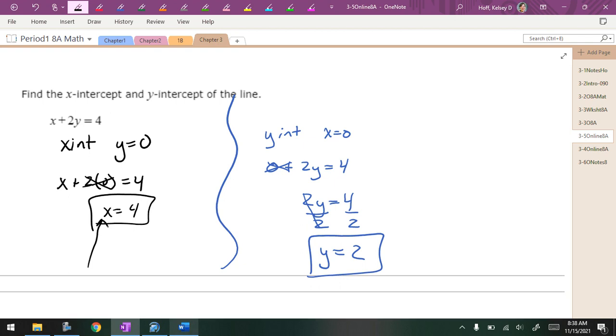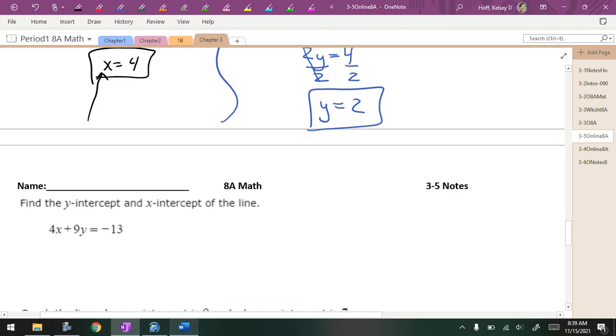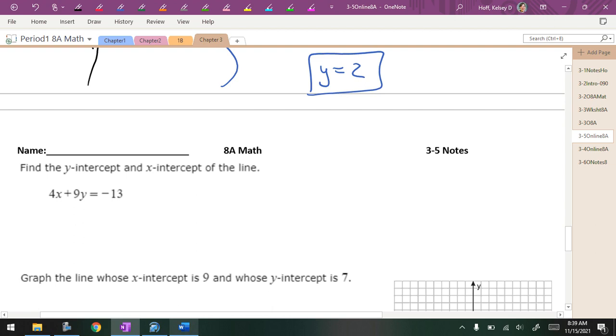You're going to do this process over and over and over today. Every x-intercept, y is 0. Every y-intercept, x is 0. Okay? So we go to the next one. Ready? Directions are exactly the same. Find the y-intercept and the x-intercept of the line.